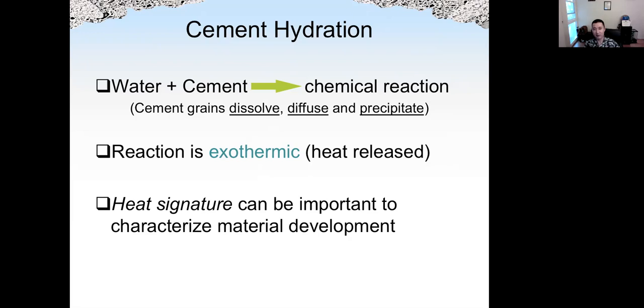And then we will have more hydration product. Water will diffuse into the cement grain, which is now covered by the hydration product, and release more cement into the water. So we call that the diffusion process. The chemical reaction is exothermic, which means heat will be released. And the heat signature is very important to characterize the material development, depending on the type of compound in the cement.